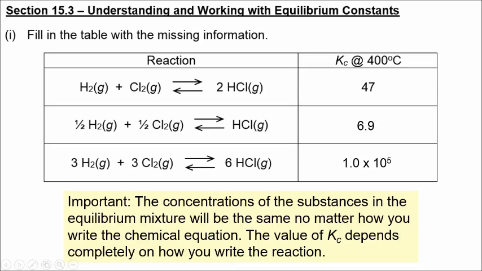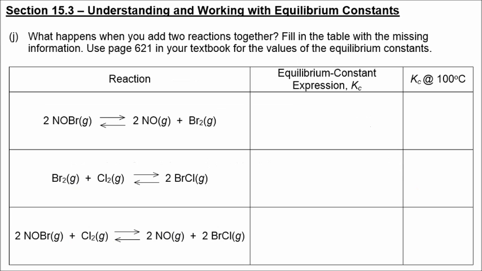Note that for all 3 of these reactions, we're not changing the concentrations of the actual substances in the equilibrium mixture. What we are changing is the value of the equilibrium constant because of how we chose to write the reaction.